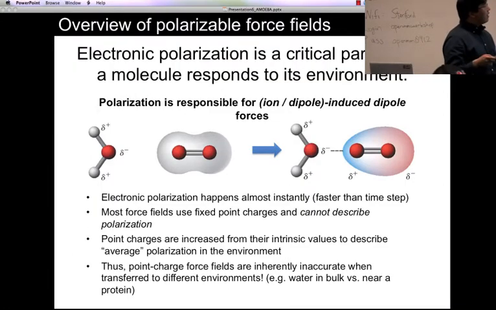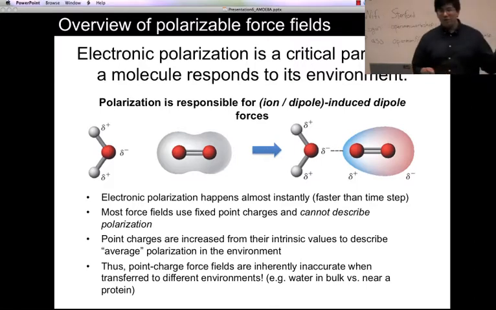So we know that molecules consist of their nuclei and electrons, and the electrons form this electron density that's around the nuclei. And this electron density is able to respond to electric fields, which are either applied externally or those that come from other molecules. And when this electron density responds to an external electric field, this is called electronic polarization. And electronic polarization is an extremely important part of molecular behavior. It's a large part of intermolecular interactions.